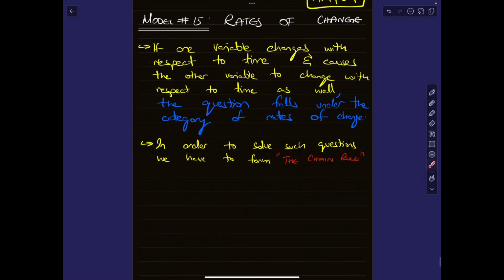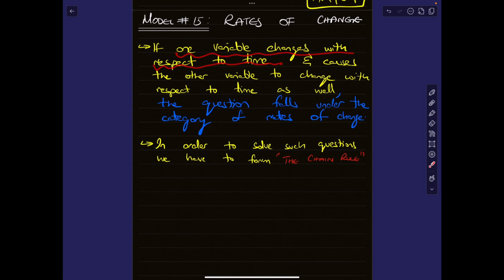So rates of change is very much similar to small changes or approximate changes. But the thing is that if one variable changes with respect to time, it will cause the other variable to change with respect to time as well. In small changes, when one variable changed, it caused the other variable to change. But in this case, we are considering time.